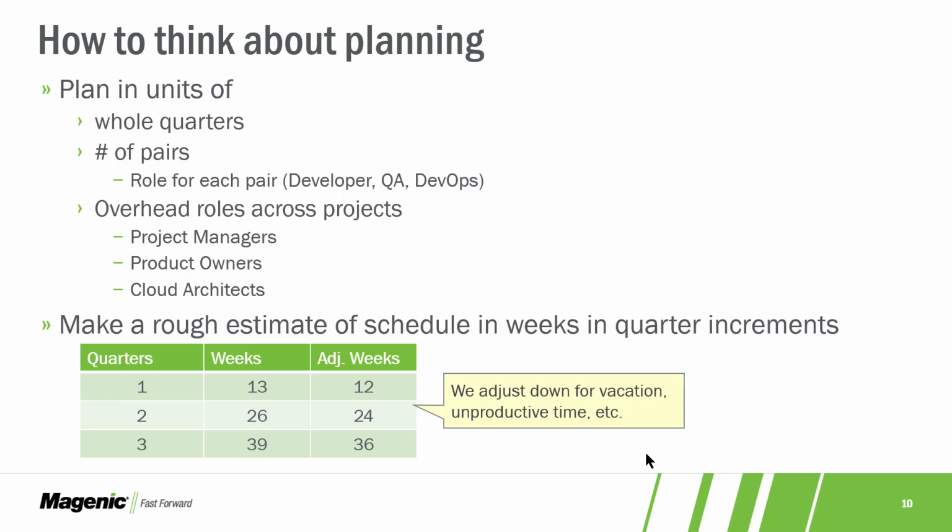We say 1 quarter is actually 12 weeks, not 13. We say that 2 quarters is 24 weeks, 3 is 36, and so on. That gives us some elasticity to deliver within the envelope of a calendar quarter or quarters, but sets an aggressive tempo that's appropriate. So that's where the elasticity comes in.